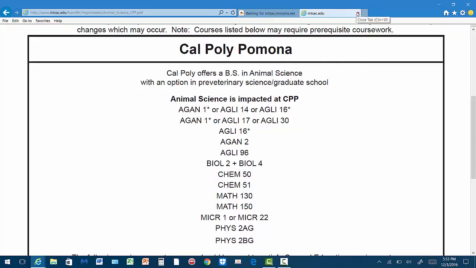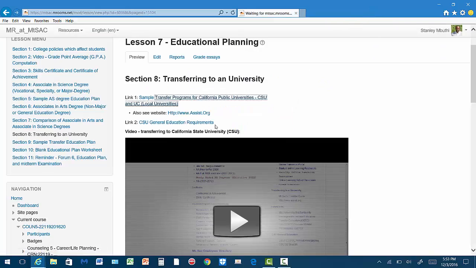So hopefully that gives you an idea on how to select courses for transfer. Remember, if you need assistance, always speak with a counselor. Do not choose classes under a situation of confusion.